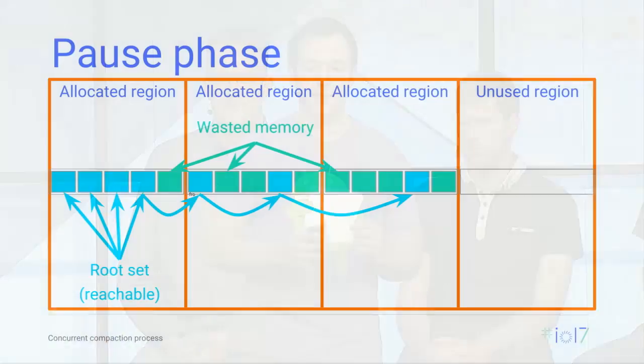Starting with the pause phase, the pause is pretty small, and during the pause, one of the key steps is identifying which regions to evacuate. The goal of evacuation is to copy all of the reachable objects out of regions with high fragmentation. After this is accomplished, the GC can release the RAM for these regions. In this example, the GC picks the middle two regions as the source regions because these both have more than 20% fragmentation.